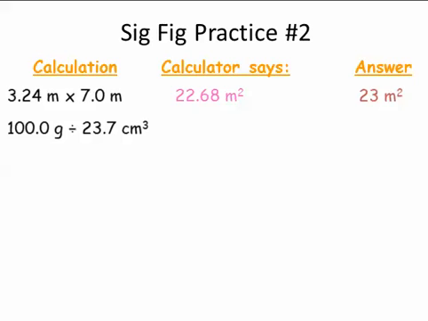Next example. This is division. 100 grams divided by 23.7. Calculator gives you this, right? Like to the billionth of a gram per cubic centimeter. And we know that has no basis in reality because if you look at this, our best measurement had 4 sig figs. Our least precise measurement had 3 sig figs. So this answer needs 3 sig figs. So we start on the left. 1, 2, 3. So we need to round off to this position here. The next number is a 9, so this goes up to 2. So we have 4.22 grams per cubic centimeter.